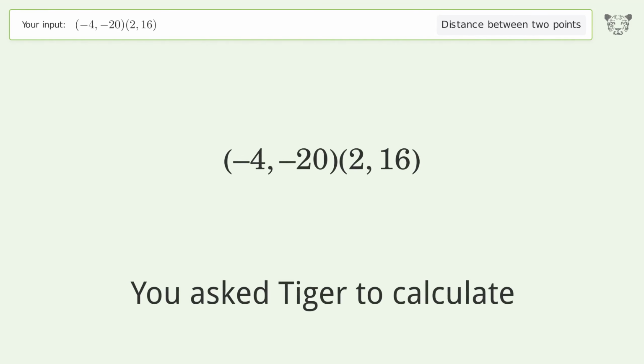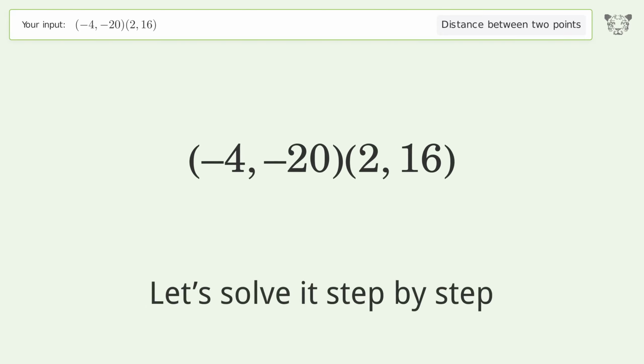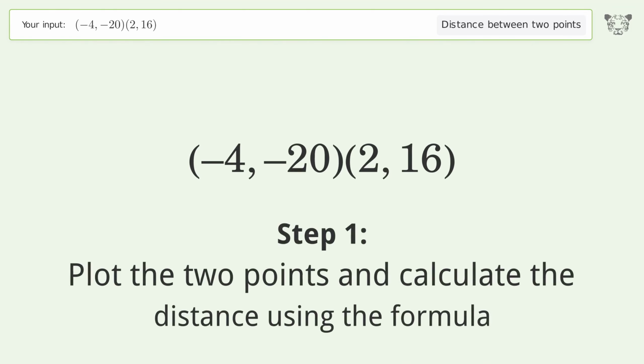You ask Tiger to calculate. This deals with the distance between 2 points. The distance between the 2 points is the square root of 1332, or 36.497. Let's solve it step by step. Plot the 2 points and calculate the distance using the formula.